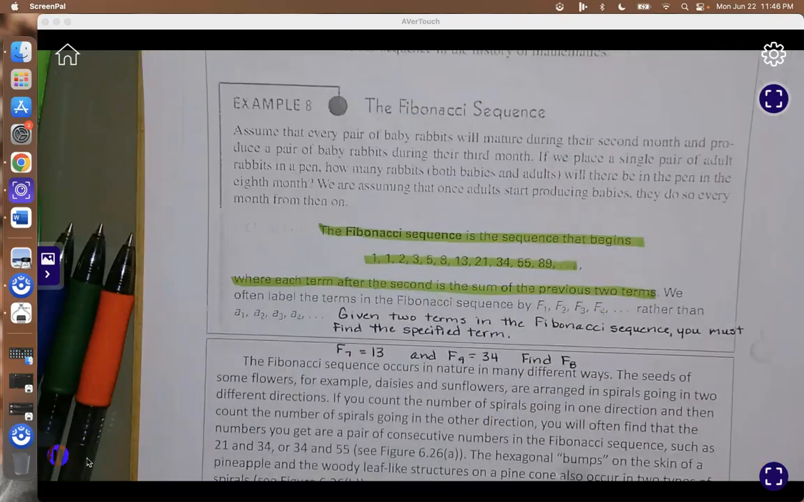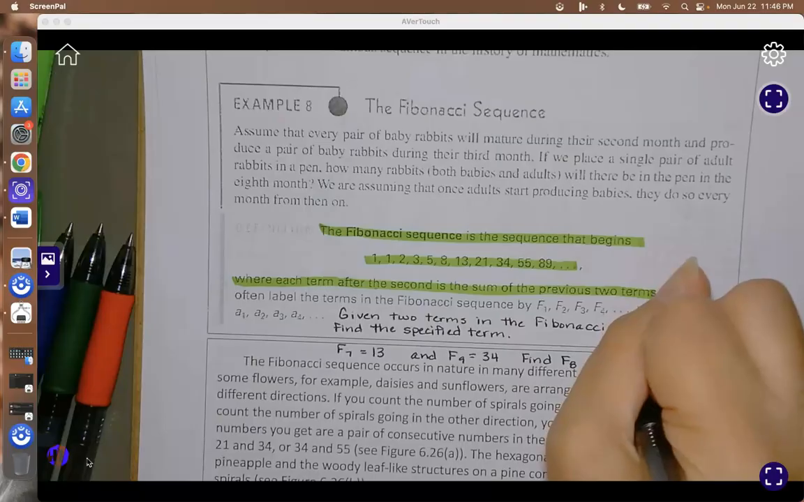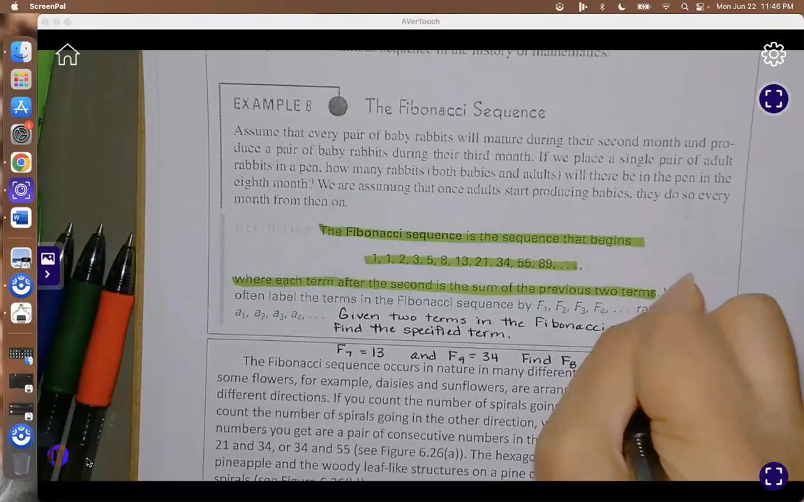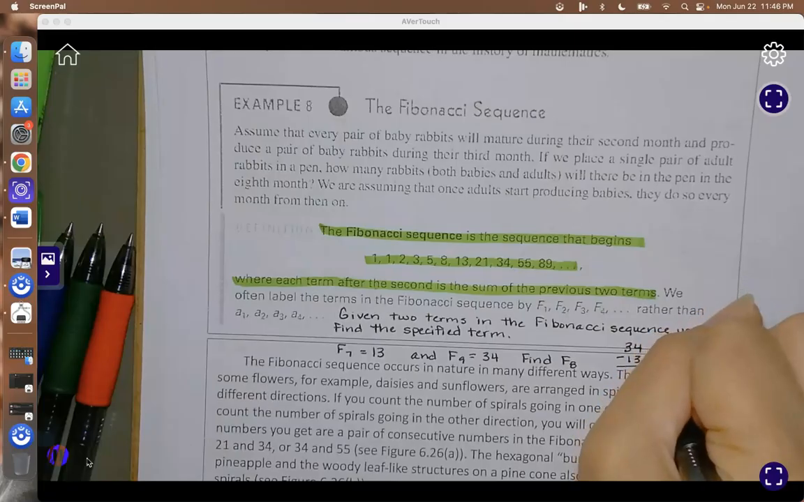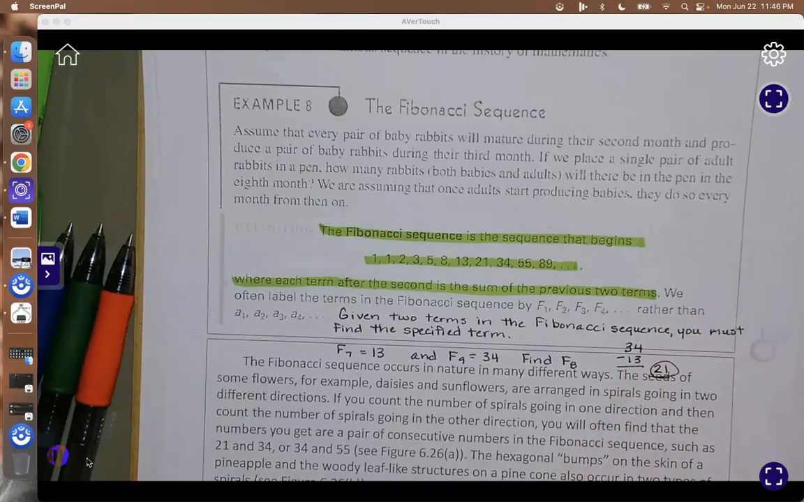So if the rule is I would add this to this number to get this number, right? That's the rule. Add the 2 previous to get that one. Then you could take this one and minus this one to find f of 8. So 34 minus 13. So f of 8 would be 21.